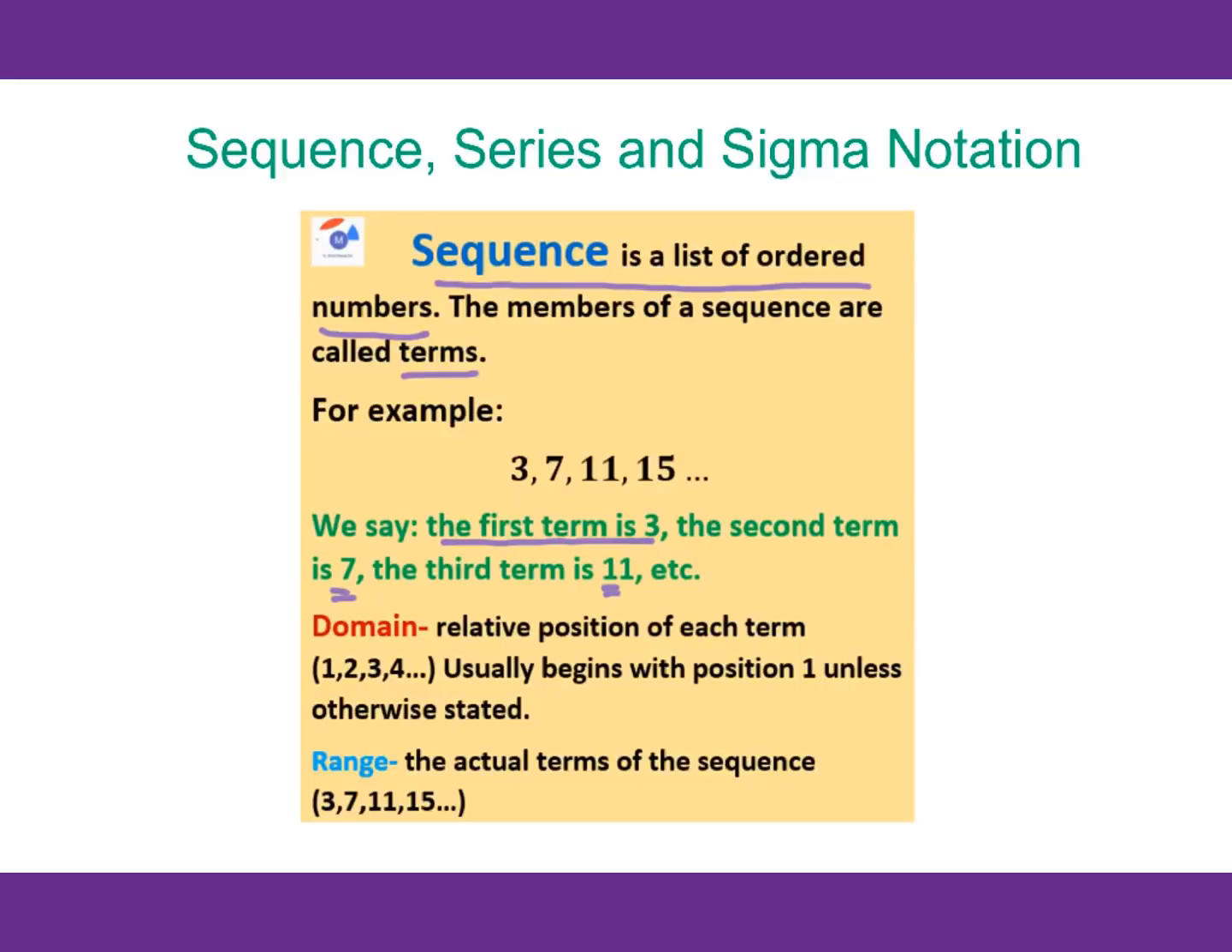For a sequence, the domain means the relative position of each term. We say that's 1, 2, 3, 4. That will be the domain. The range will be the actual terms of the sequence. We call 1, 2, 3, 4 the term numbers. We call the members of a sequence terms.